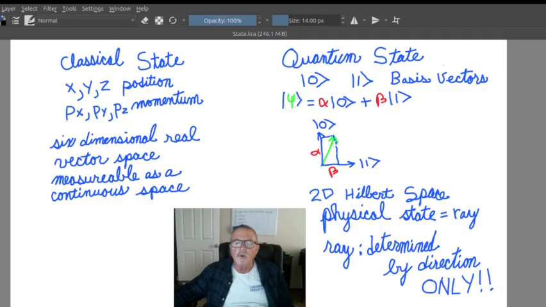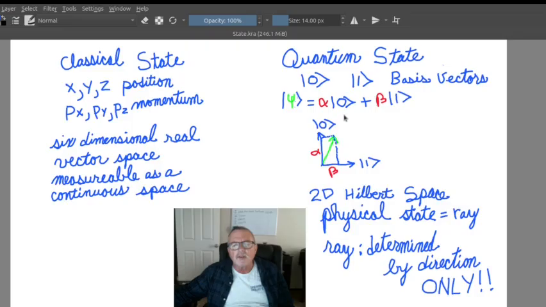Okay, moving forward very slowly, notice some more things showed up on the board. One of those things is, it says the physical state equals a ray. Now, what in the heck is a ray? Well, let's see. Is this green arrow a ray? Yeah, that's a ray. But I thought it was a vector. Well, the vector is determined by a length and a direction. A ray is, gosh, so much simpler. A ray is just the direction.